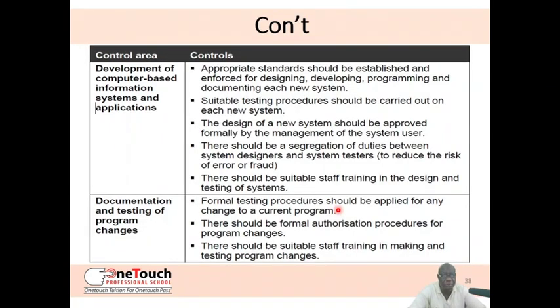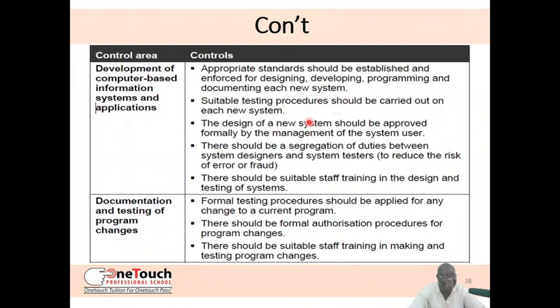Within the general controls, we have what we call development of computer-based information systems and applications: how the software is developed. There should be controls in place. One of the controls is that appropriate standards should be established and enforced for designing, developing, programming, and documenting each new system. So there should be policies that before you develop a new information system, there are appropriate standards you need to follow.